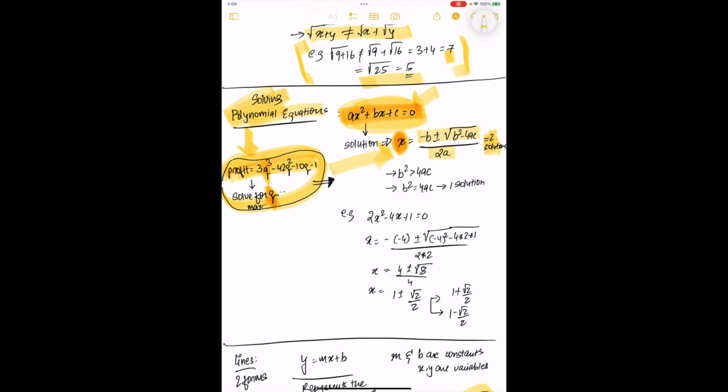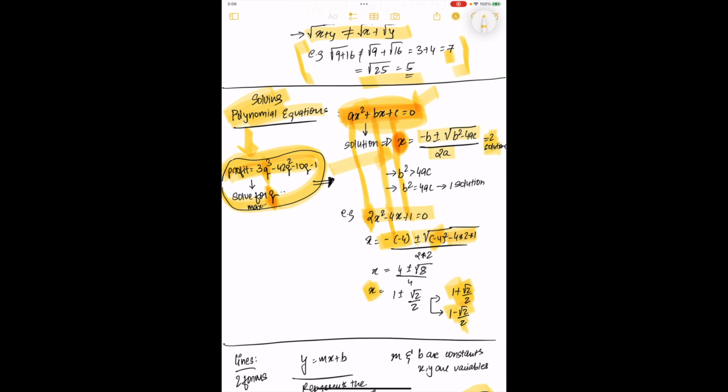So take an example, 2x squared minus 4x plus 1. Let's say we're trying to solve for x. Here we can substitute minus b, so minus of minus 4, plus or minus square root of b squared, which is minus 4 squared, minus 4ac. Remember, a is 2, b is minus 4, c is 1. So we get x to be 1 plus square root of 2 by 2, and x can also be 1 minus square root of 2 by 2.